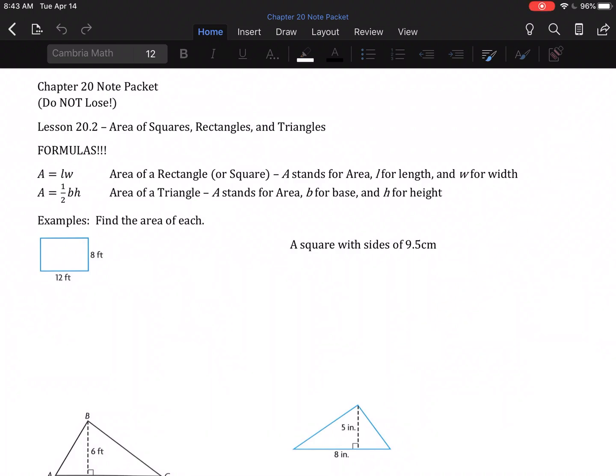So Chapter 19 is all about perimeter. Chapter 20 is all about area. So we're going to start by doing the area of squares, rectangles, and triangles. And by the way, I do expect you are using a calculator to do your calculations at this point.